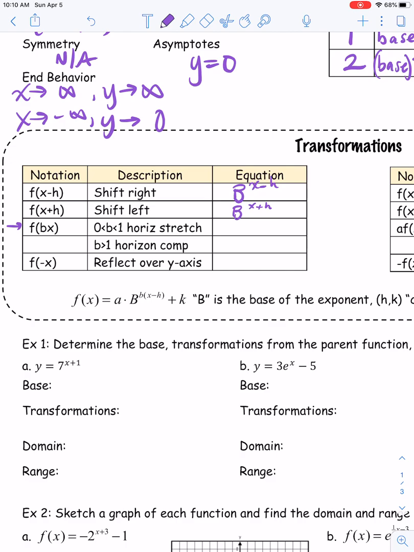If we have a b value, that lowercase b value, that horizontal stretch or compression, we know it's going to be up in the exponent. So it's going to be some number times our x. If that number is greater than 1, you know it's a horizontal compression. If that number is less than 1 but bigger than 0, you know that it's a horizontal stretch. And then, of course, if we see that negative with our x in the exponent, so b to the negative x, that is going to be a reflection over the y-axis.